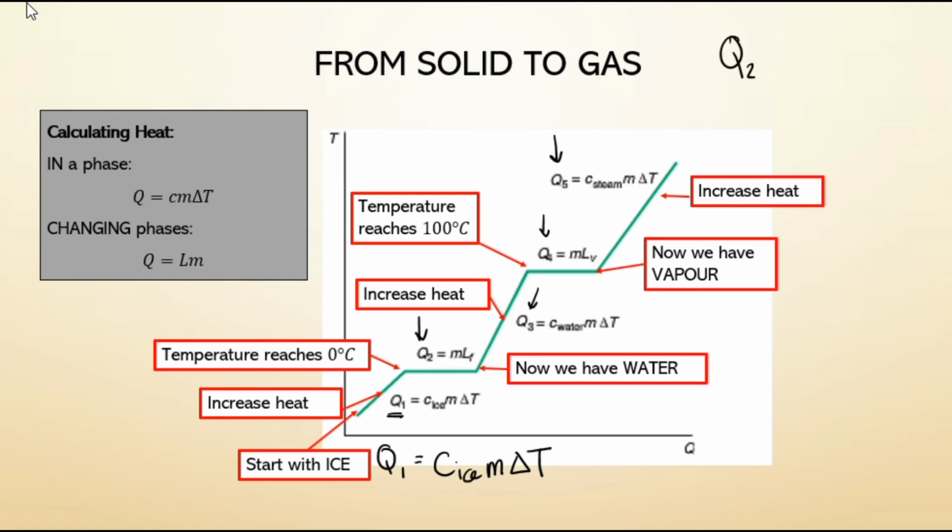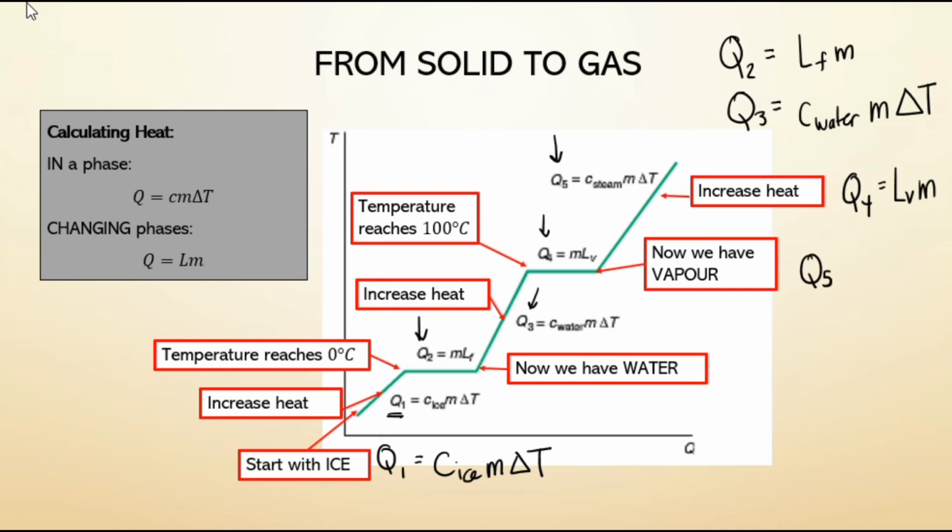Q2, which is when we are changing from ice to water, is just going to be LFM. Q3, when we're going from water at 0 up to water at 100 degrees Celsius, is going to be C of water, specific heat of water, times the mass times the change in temperature. If you go all the way through the phase, it's going to be 100 degrees. Q4 is taking water and making it steam at 100 degrees: heat of vaporization multiplied by the mass.